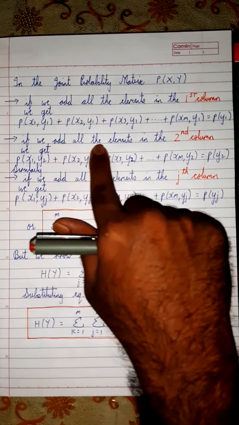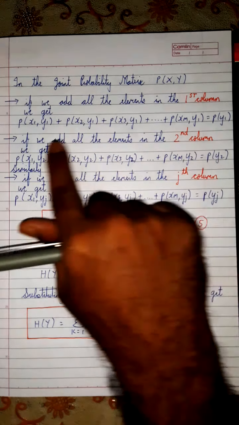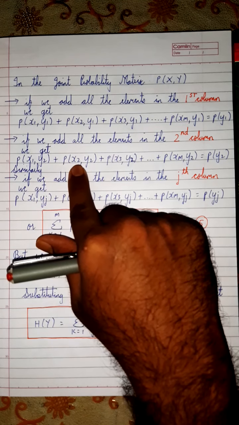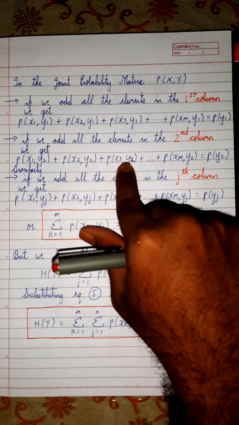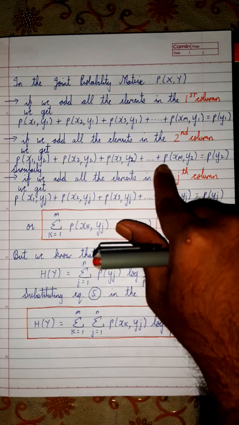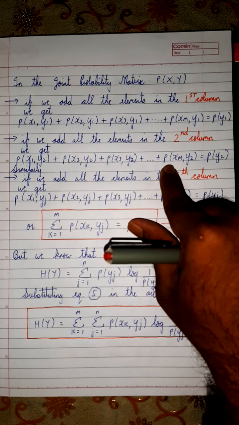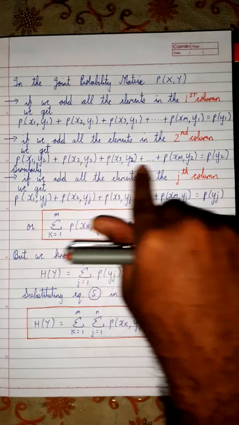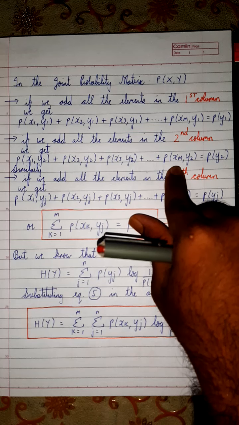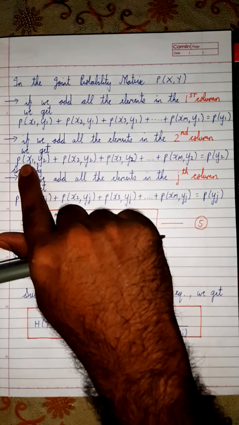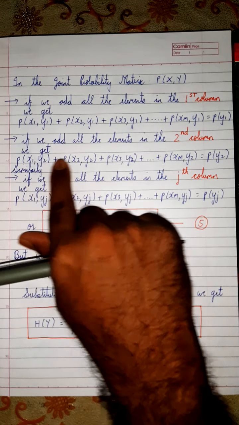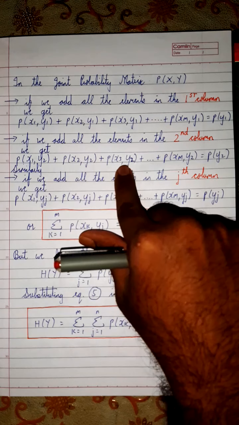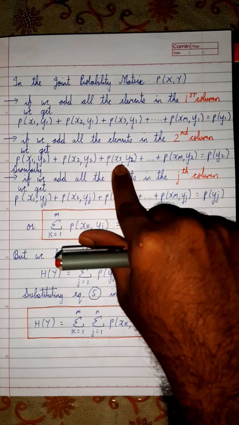Likewise, if we add all the elements in the second column, we get p of x1 y2 plus p of x2 y2 plus p of x3 y2 plus p of x4 y2 and so forth up to p of xm y2, which is nothing but p of y2. This means that when we add all these probabilities, the probability that x1 is transmitted and y2 is received, plus the probability that x2 is transmitted and y2 is received, plus the probability that x3 is transmitted and y2 is received.